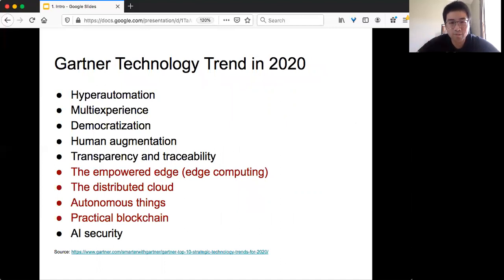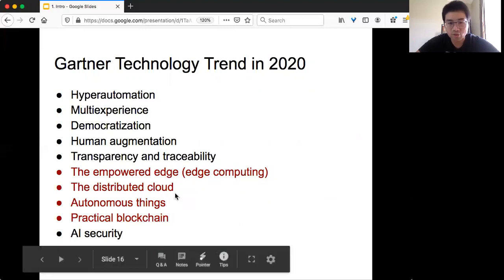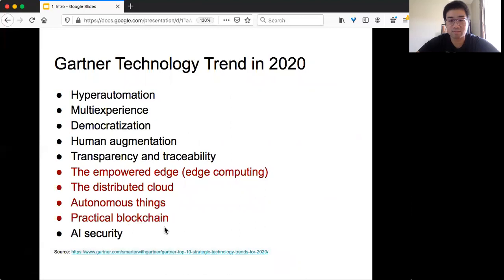And don't take my word for it. Look at what the market thinks, what consulting firms and market analysis companies think. Gartner does lots of trend prediction, and here's what they predict for 2020. I think all of them are somewhat related to distributed computing. But here, edge computing, the distributed cloud, autonomous things, and practical blockchains are distributed systems. And in fact, we are going to see some of the fundamental ideas behind those things in Everything Distributed.